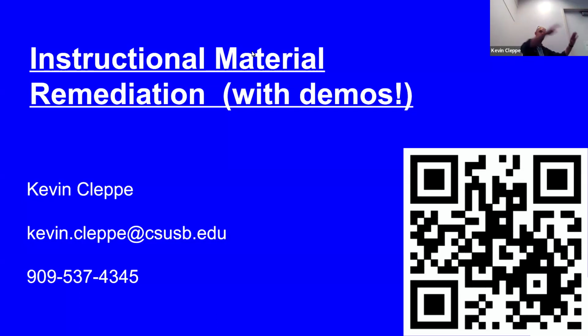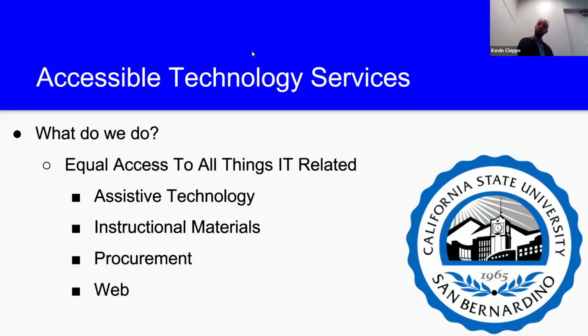And this is going to be a very basic entry level presentation on what accessibility is for instructional materials and how you make an actual accessible instructional material: document, Word, PowerPoint, Adobe, captioning, the works. Really quick before we do that though, this is part of something called the Accessible Technology Services team.